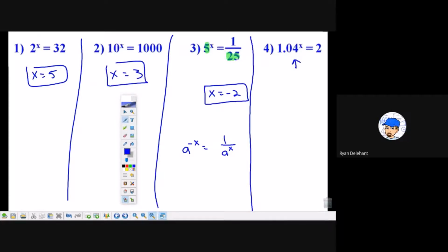This is where we want to work to, because I have 1.04 to the x. And most of the time, if we do guess and check, we would try whole numbers, maybe even some fractions. You're going to spend a long time trying to guess and check this one. This type of problem, to solve for this, we need log 4. Now when we go to do this, let's write this in its log form and see what happens.